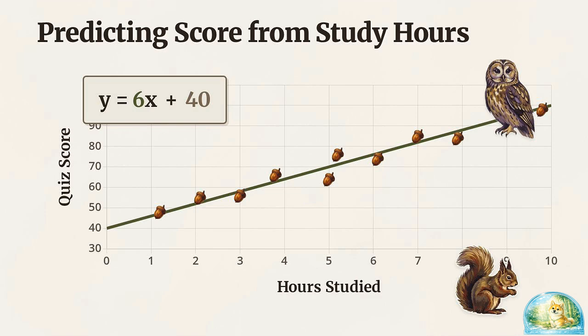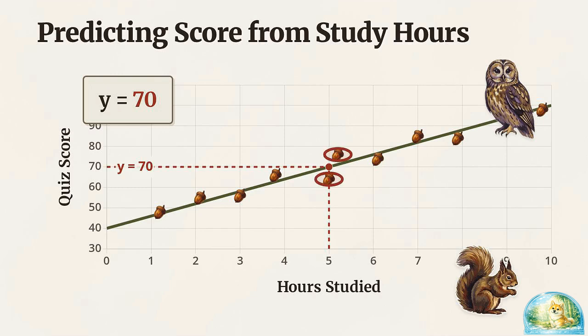Using the line equation, we substitute 5 for x. This gives us y equals 6 times 5 plus 40. 6 times 5 is 30. 30 plus 40 is 70. The line predicts a score of 70. That number is an approximate prediction of the overall trend. It is not a guarantee that a specific student who studies for 5 hours will score exactly a 70.